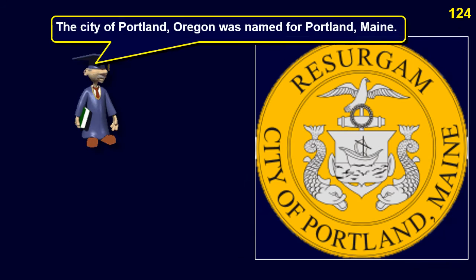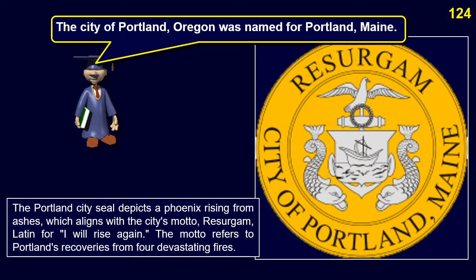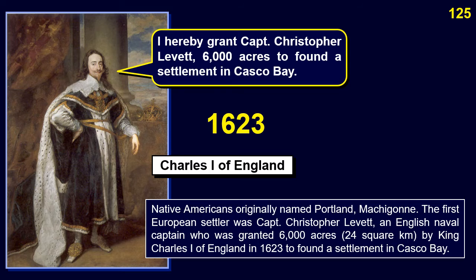The Portland City Seal depicts a phoenix rising from ashes, which aligns with the city's motto, Resurgam, Latin for I will rise again. The motto refers to Portland's recoveries from 4 devastating fires. The city of Portland, Oregon was named for Portland, Maine. Native Americans originally named Portland Machigan.